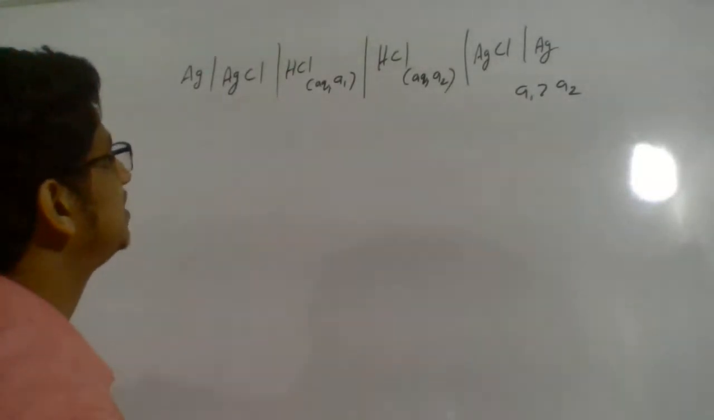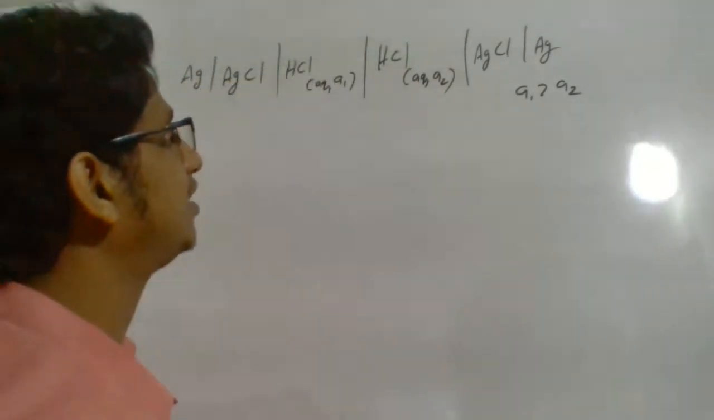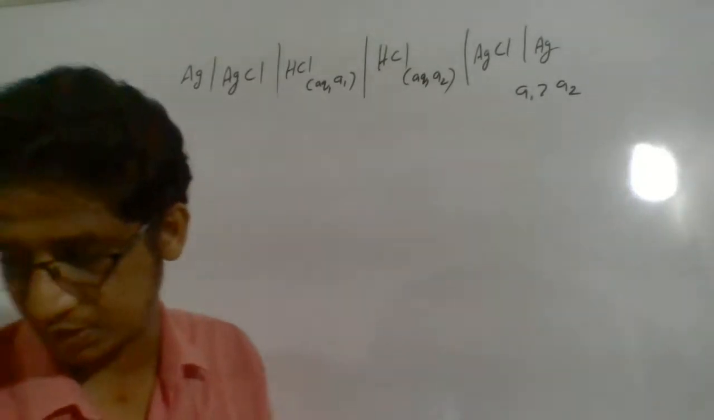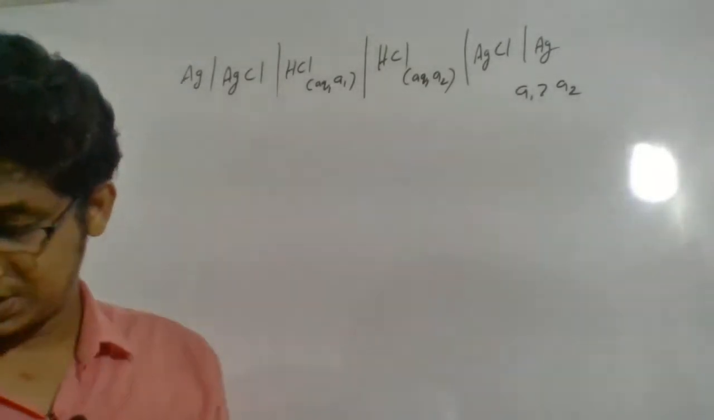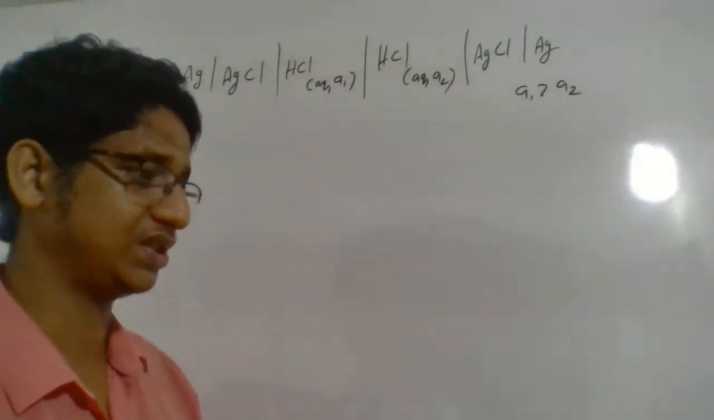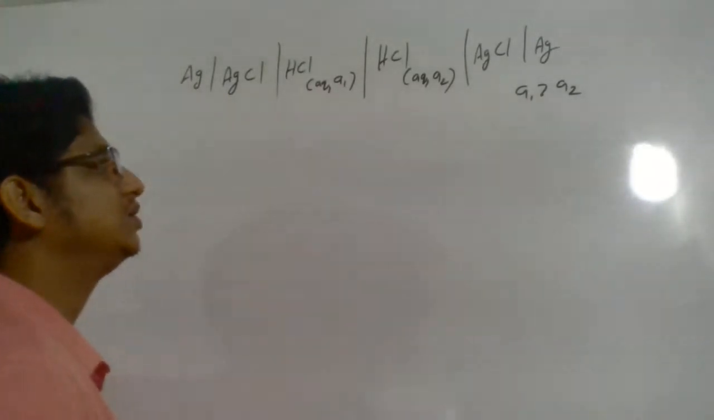So here, what's the difference? The HCl concentrations are different. So what is the EMF of the cell that you can obtain from this? This is the case where the electrolyte is allowed to pass from one solution to the other, so this is an electrolyte concentration cell with transference.